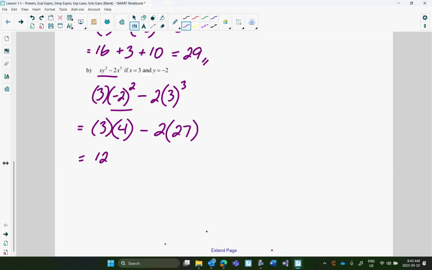So 3 times 4 is 12. 2 times 27 is 54. And then I do 12 subtract 54. Don't worry if you can't do that in your head. Just use a calculator if you need to. Okay. And we get -42.